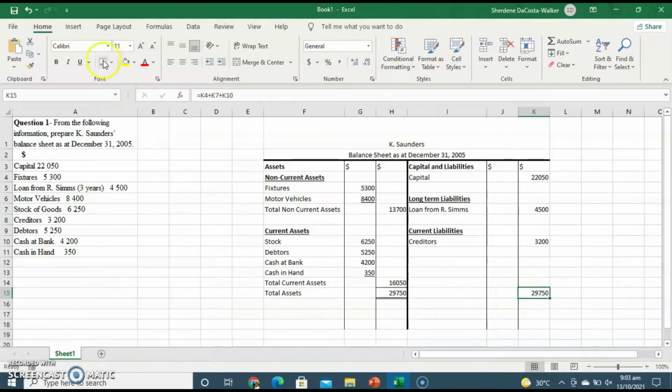But if you recognize, I double underline the final figure to show that we are finished, and I put it on the side that has the most information so that it's not in different rows. All right, and that is your classified balance sheet, the horizontal style.